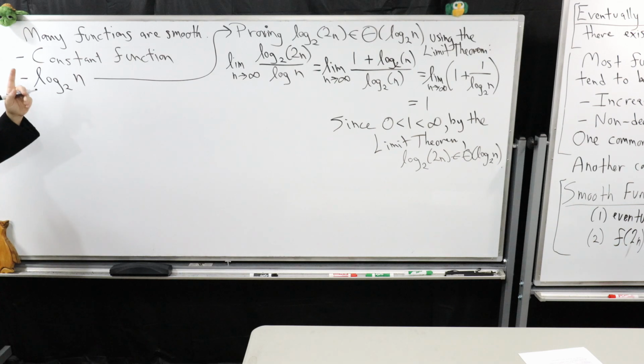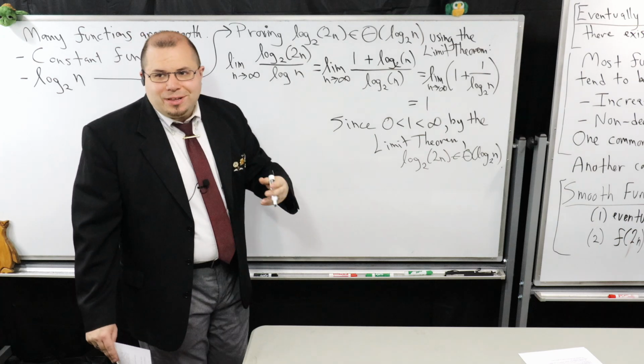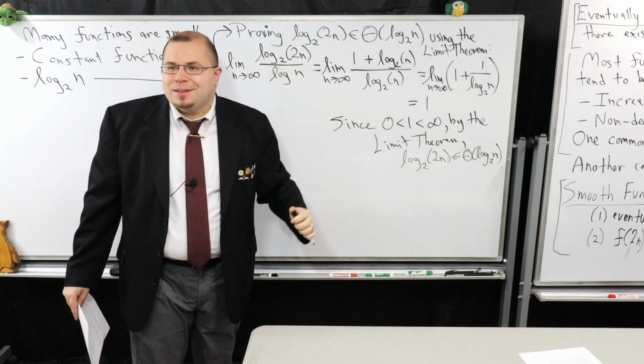So this is the second criteria for proving smoothness. If I want to show that a function's smooth, I need to show this property.